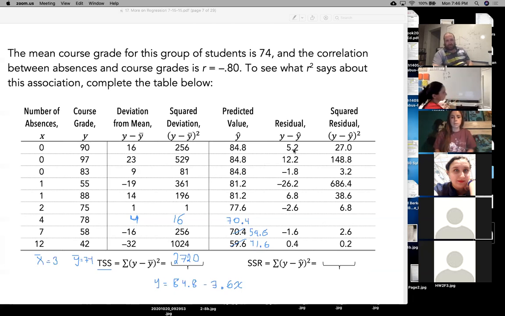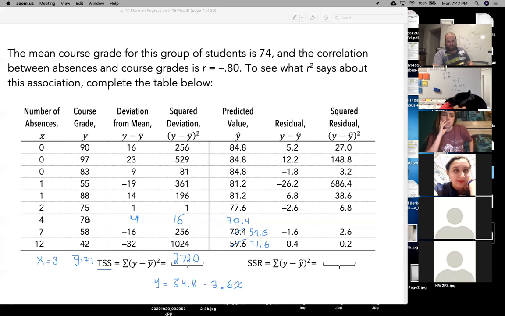Actual minus predicted. So my actual y value is 90, my predicted y value is 84.8. What's 90 minus 84.8? 5.2. 97 minus 84.8. Now I got to check the math because once they make one mistake, they can make more. 12.2. 83 minus 84.8, negative 1.8. 55 minus 81.2, negative 26.2. 88 minus 81.2, 6.8. 75 minus this, negative 2.6.